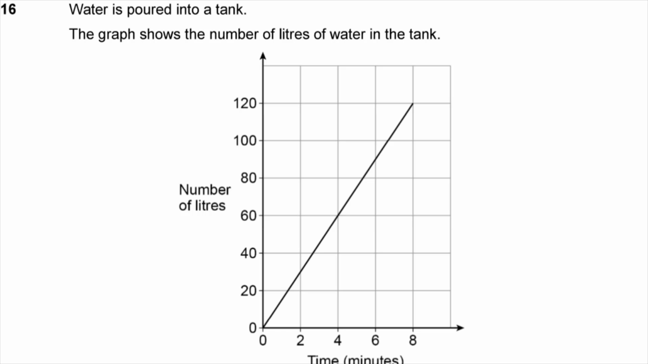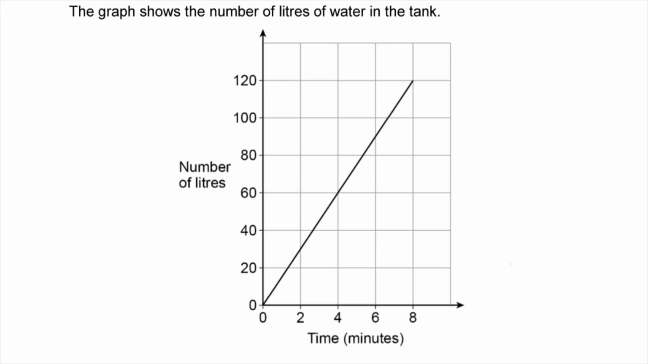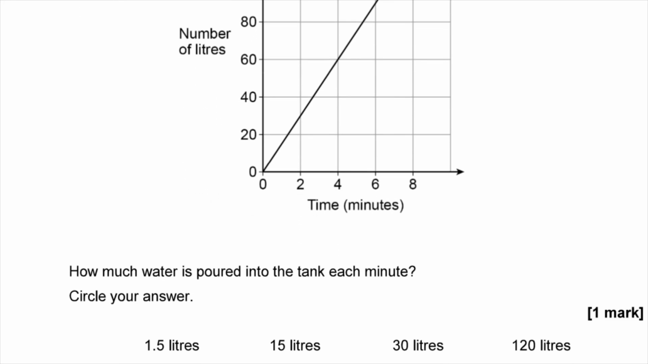Question 16. Water is poured into a tank. The graph shows the number of litres of water in the tank. Okay, so we've got a graph here, and on the bottom axis it's got time in minutes, which you see is going up in 2s, and we've got a number of litres going up. The graph we've got is a straight line, which means that water must be going into the tank at a constant rate. And we're asked how much water is poured into the tank each minute.